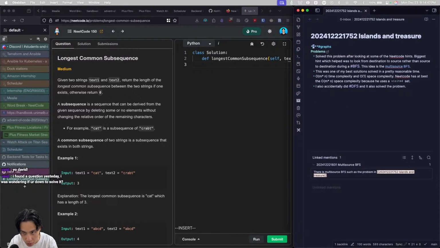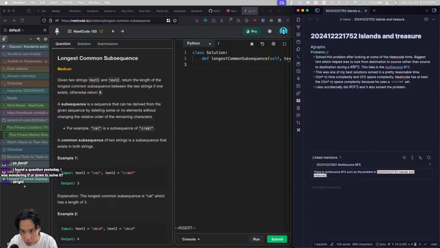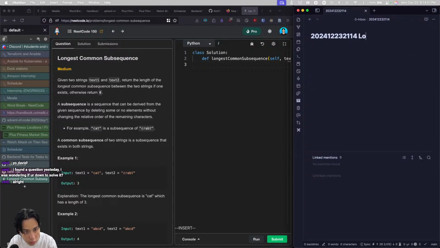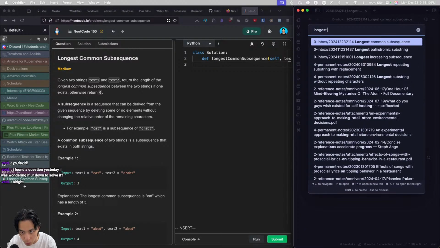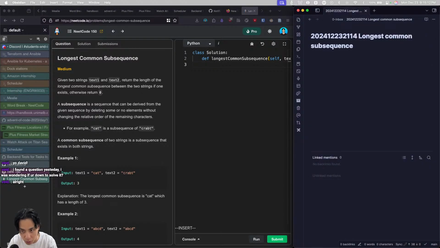So, this one is gonna be called longest common subsequence. Why do I feel as though we have a longest common subsequence already? No, we don't. Okay, that's alright.